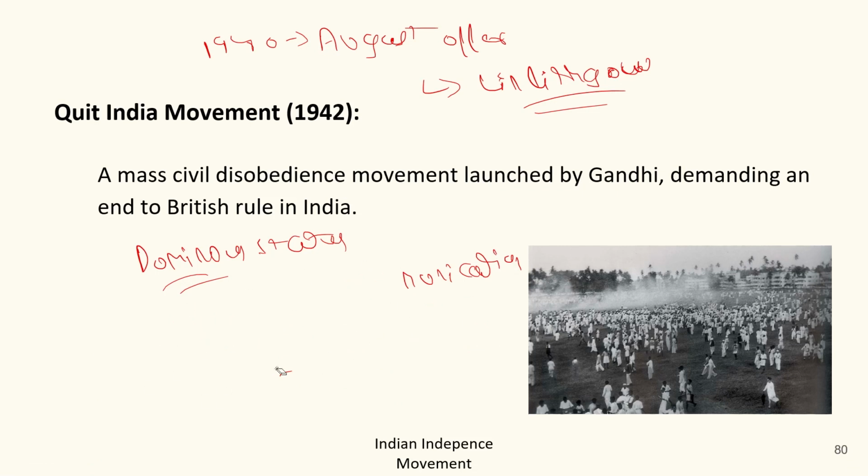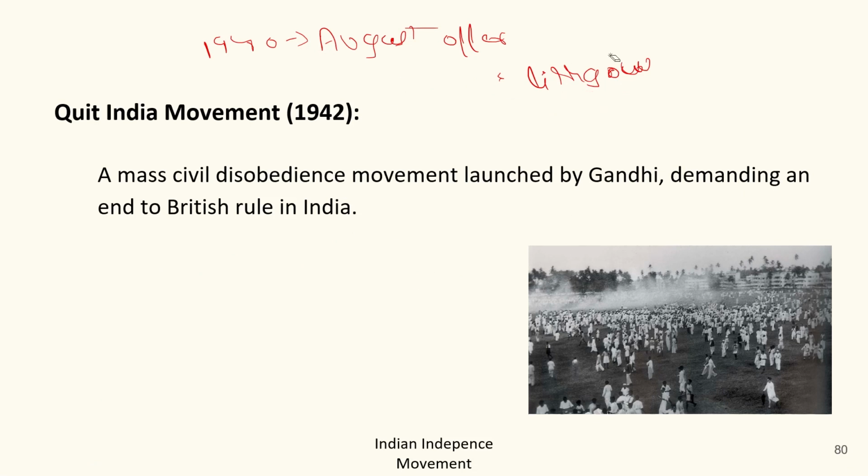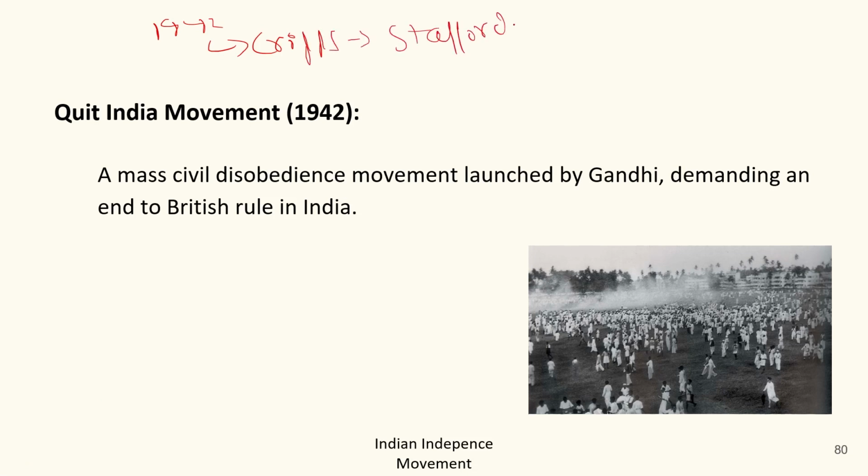Okay, after the failure of the August Offer, because the August Offer was declined by the Indians, in 1942 the Cripps Mission under Stafford Cripps was sent to India by the British government, and the Cripps Mission also offered dominion status, but only after the war, and no one was aware of when the war would end. So that's why the Cripps Mission was also denied, and Mahatma Gandhi made a statement.